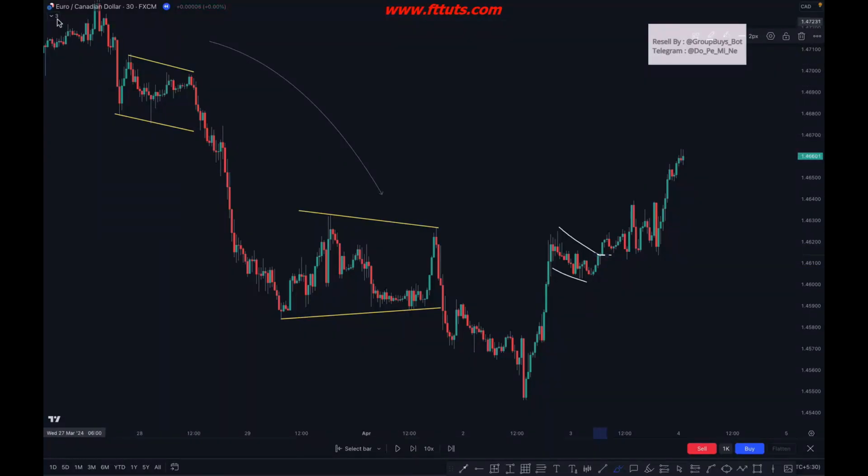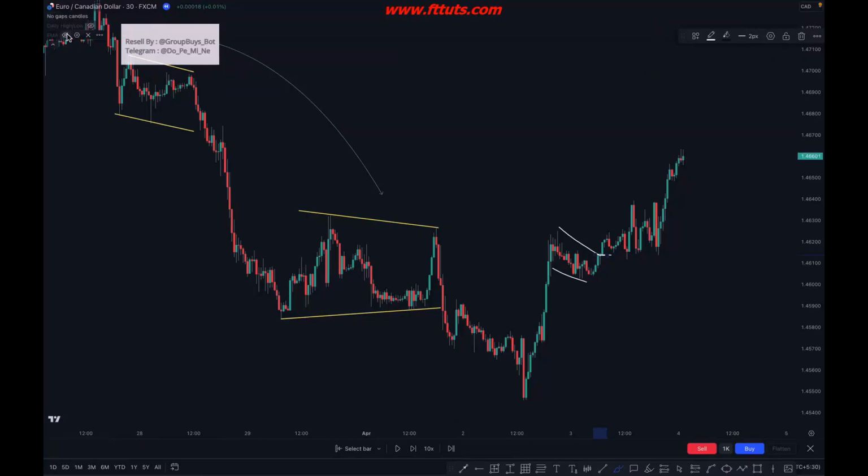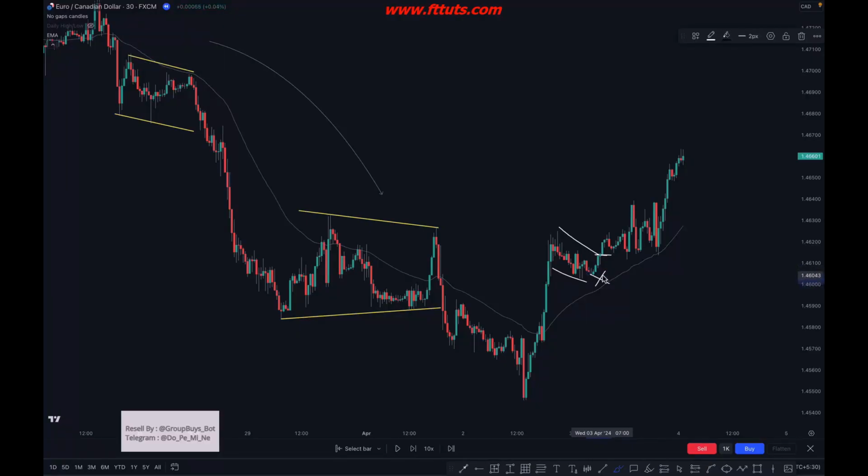Let's look at this one. Is there any EMA rejection from this one or not? Looks like the market did not reject from this EMA. So this entry is not valid here and we are not looking for a buy.